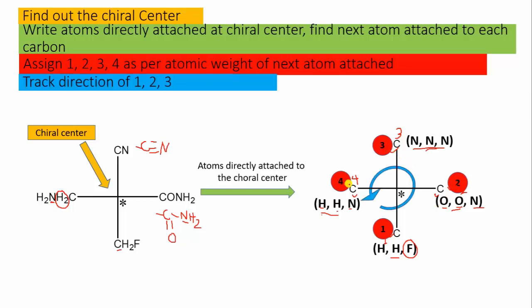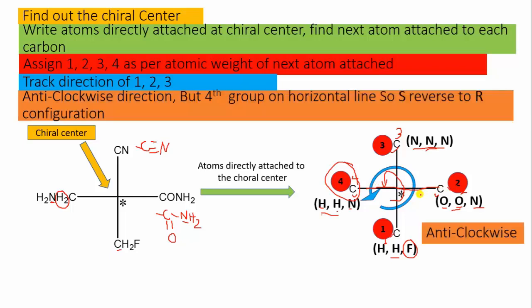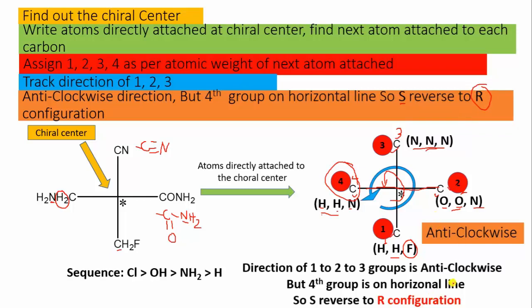And the direction 1, 2, 3 is an anti-clockwise direction. But the fourth group is on the horizontal line. This is a horizontal line, so we have to reverse this S configuration to R. So the final answer is R configuration for this example.